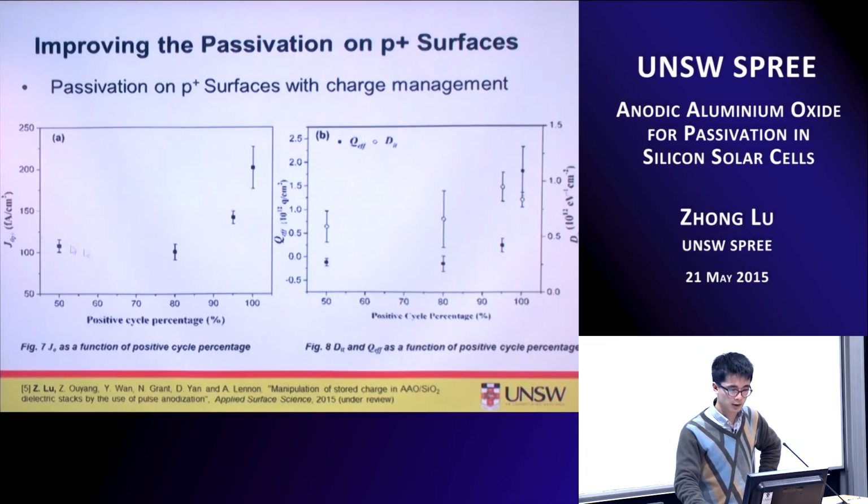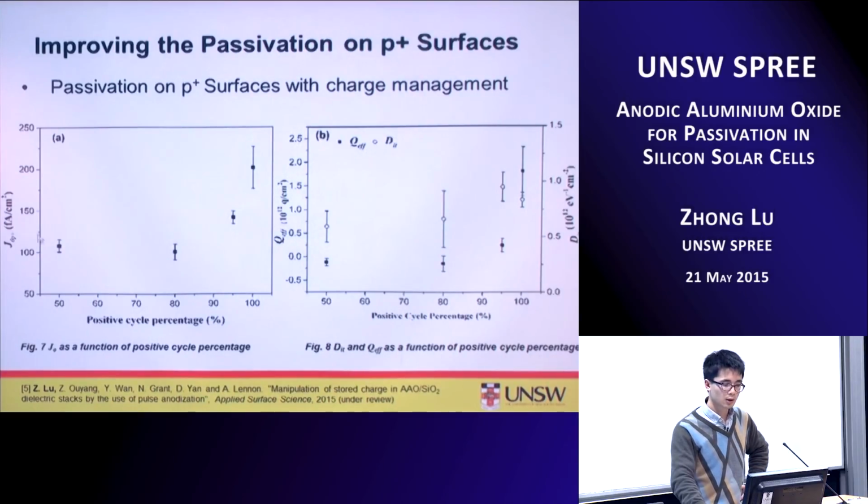And in fact, if you look at the store charge in figure B, the black dots are the store charge density. You start with a very high positive store charge, and it reduces, and you see the improvement in the J0. At lower positive cycle percentage, you're actually having an almost neutral or negative store charge, and that's where you get a better J0. The interface state in this case is not playing a big part because it just fluctuates.